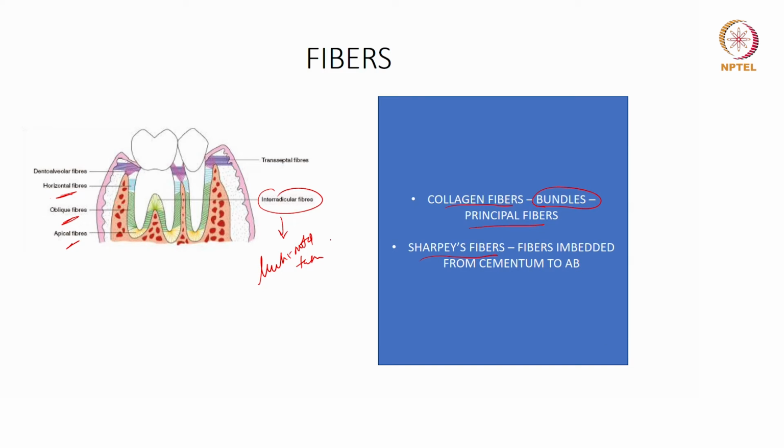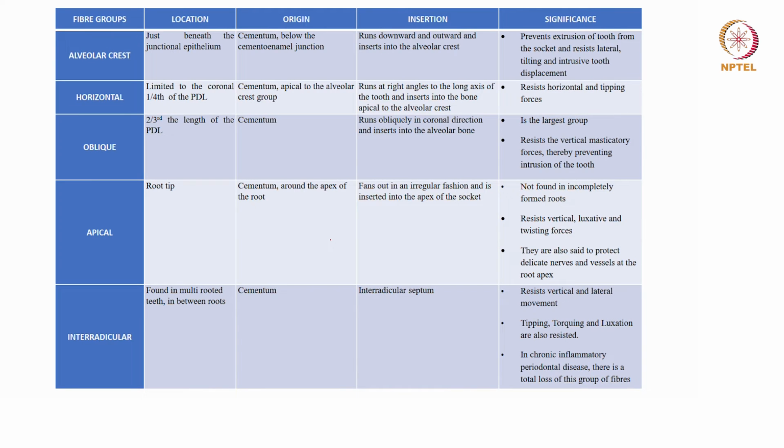So, each fiber has its own function. The alveolar crest fiber runs downwards and outwards and inserts into the alveolar crest. That is why it is termed the alveolar crest fiber, and it prevents extrusion of the tooth from the socket, and it also resists lateral tilting and intrusive tooth displacement. Then comes the horizontal. Horizontal is limited to the coronal third and runs at right angles. It resists horizontal and tipping forces.